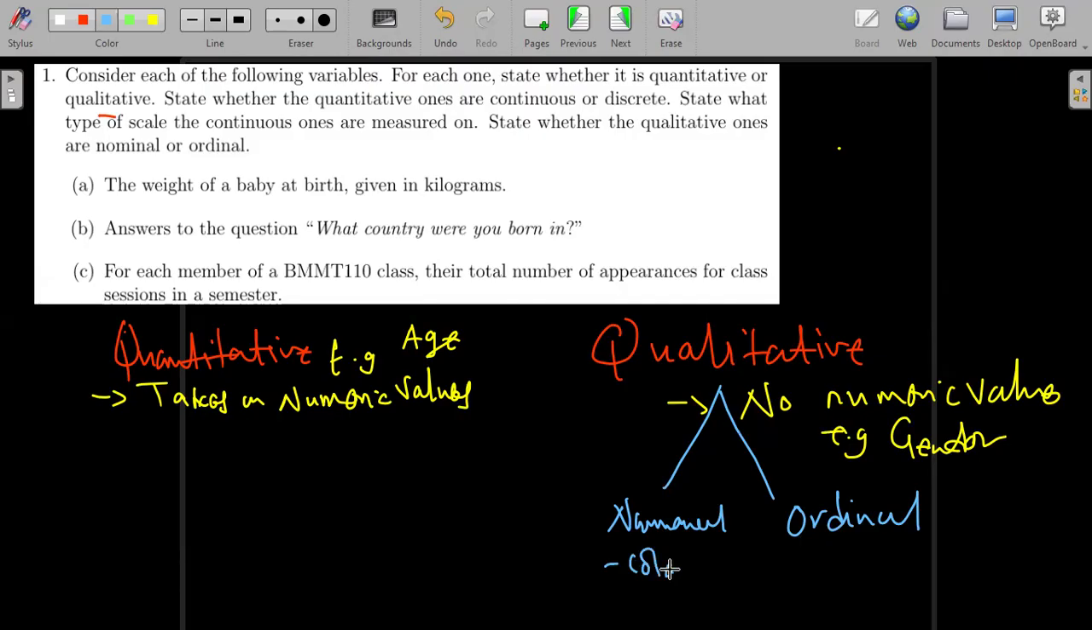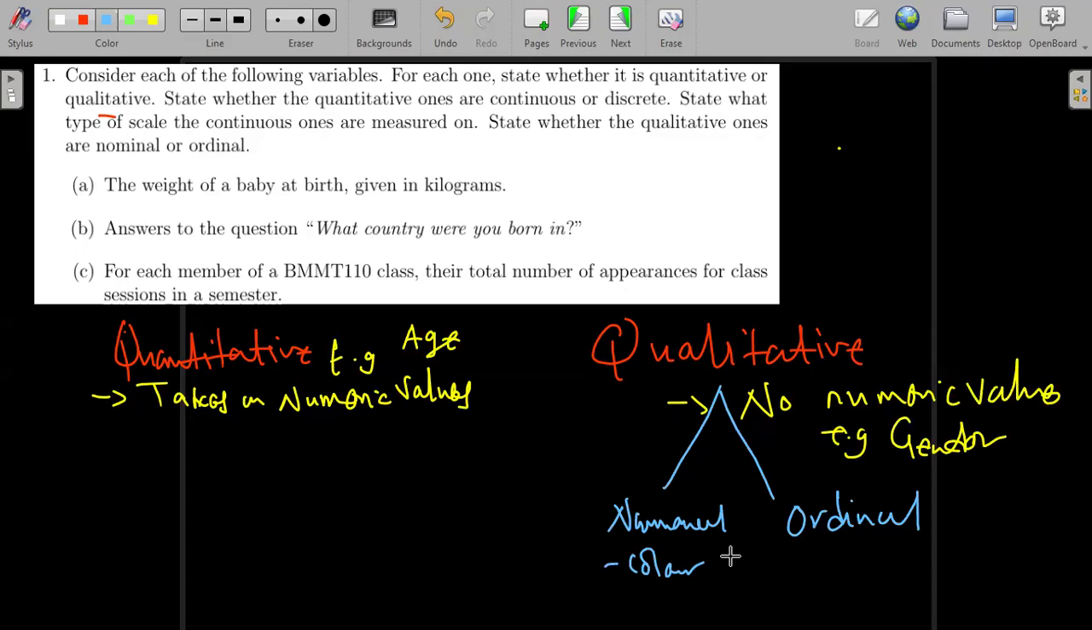For example, color. When you say blue, green, red, brown, white, whatever color you're thinking of, there is no color that is above the other. We can't say red is greater than blue. It does not work like that. So that's what it means to be a nominal variable. It can be categorized but not ranked.